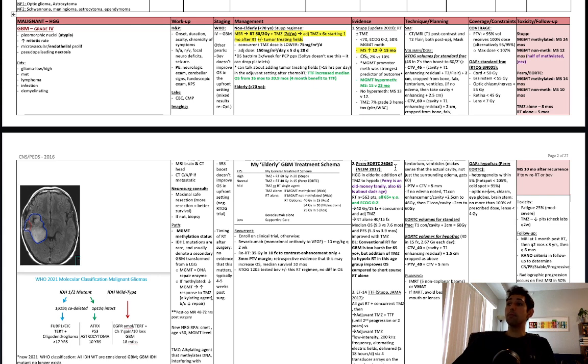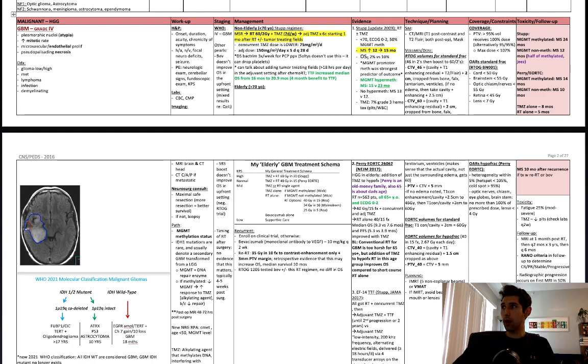So again, PERRY, EORTC 26062, high-grade glioma in the elderly, the addition of temozolomide to hypofractionation, all 65 years or older, ECOG 0 to 2, looking at 40 in 15 fractions with concurrent and adjuvant Temodar versus 40 in 15 alone. Overall survival is improved by about 2 months and progression-free survival by about 2 months with the addition of Temodar.